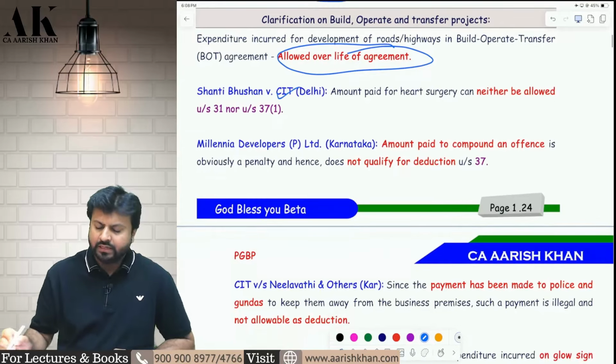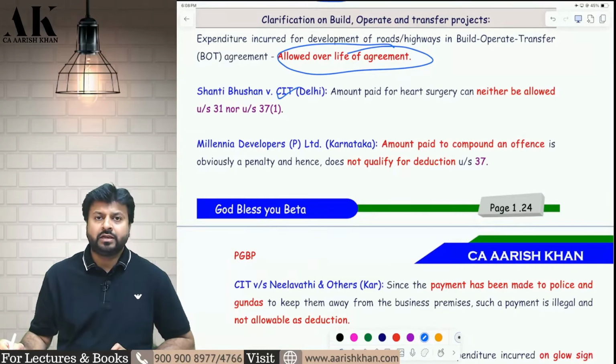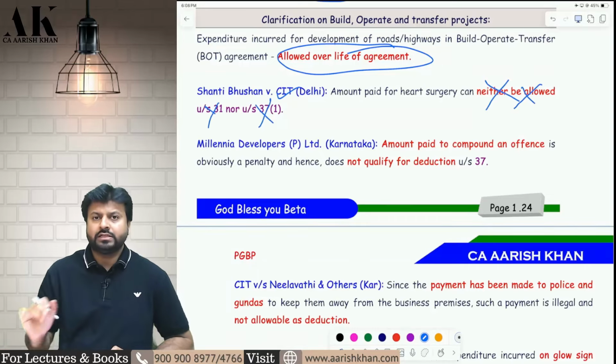Shanti Bhushan versus CIT. Whether an expenditure incurred for heart surgery can be allowed as deduction? The answer is no. This can neither be allowed under section 31 nor under 37(1).